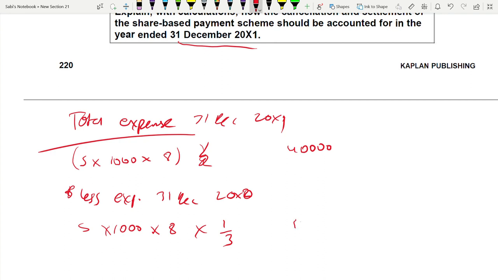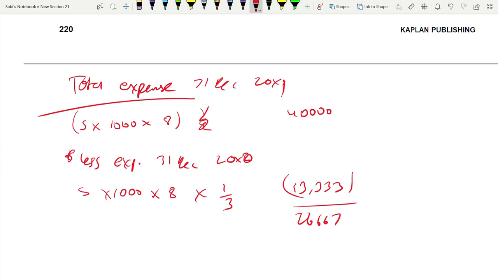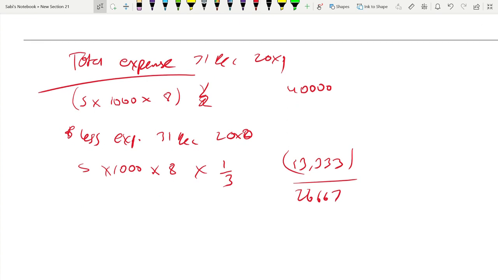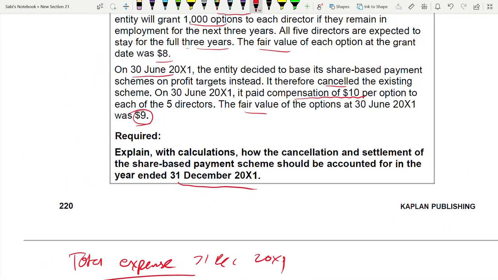Here it's 13,333. This is an expense, so you have to write the incremental amount only. So this year it will be 26,667. You debit P&L and credit equity by 26,667. Now to make the following entry: any payment that has been made up to the fair value is a deduction from equity. Any compensation above this fair value is written as an expense in the P&L. Here, compensation is 10, fair value is 9, so it's more than the fair value by 1. That extra one you write in the P&L.